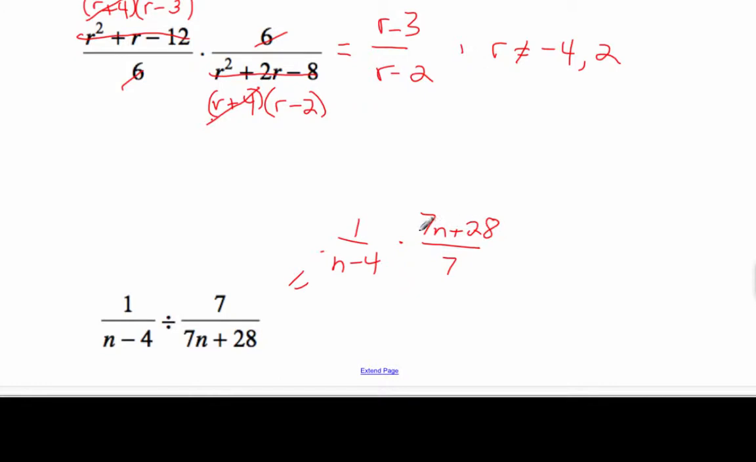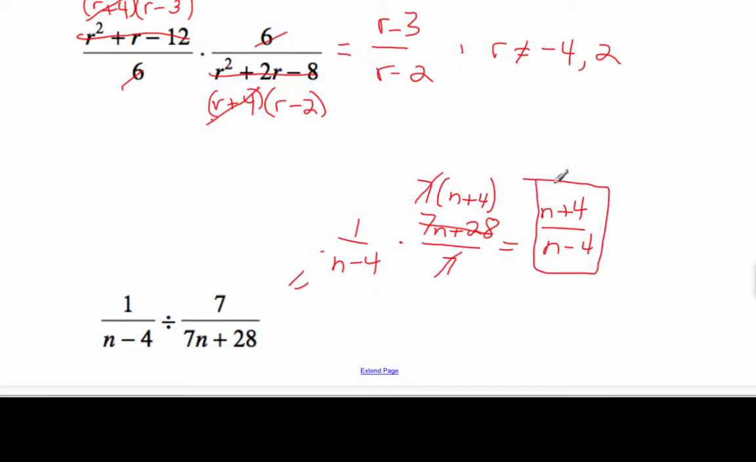Is there anything in common that we have here? I want to take a look. I've got 7n plus 28. I can take out a 7 from each of those, so I have 7 times n plus 4. And everything else is factored. So the 7's are gone. n minus 4, n plus 4, there's nothing I can do with that. I have to leave that as n plus 4 divided by n minus 4. And then I'm done. That's all that we have for that one.